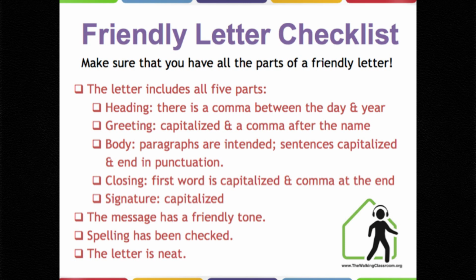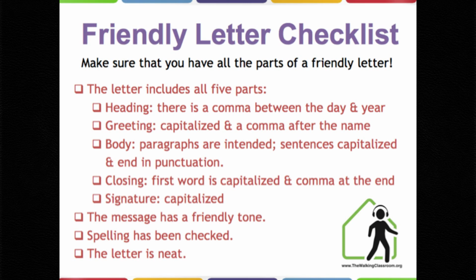Okay, now that you've written your letter, you want to use this friendly letter checklist to make sure that you've included all of the parts that you're supposed to include. There are 5 parts that you need to check for. You need to make sure that you have your heading and that there is a comma between the day and the year in the date. You also need to make sure that you have your greeting, that your greeting is capitalized, and that there is a comma after the name.